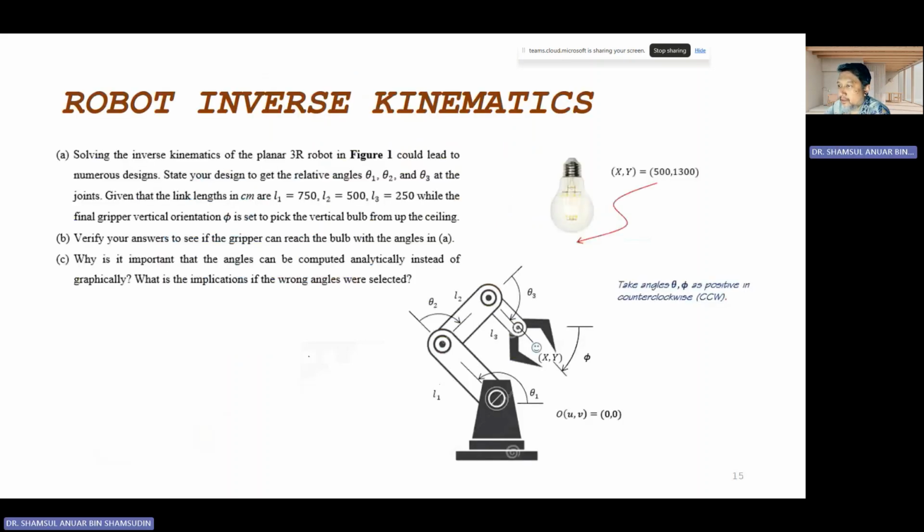Okay, the next topic will be inverse kinematics. I guess we have seen this before. Here, the end effector is all the way up at this position, and the orientation is like this, which is negative 90. You measure at the base here. So if you measure at the base here, this orientation will be negative 90 degrees.